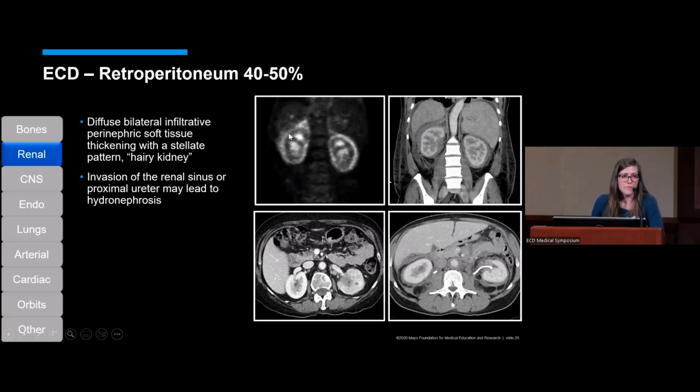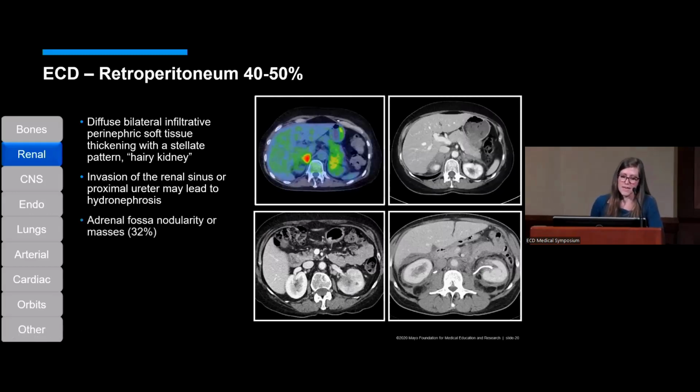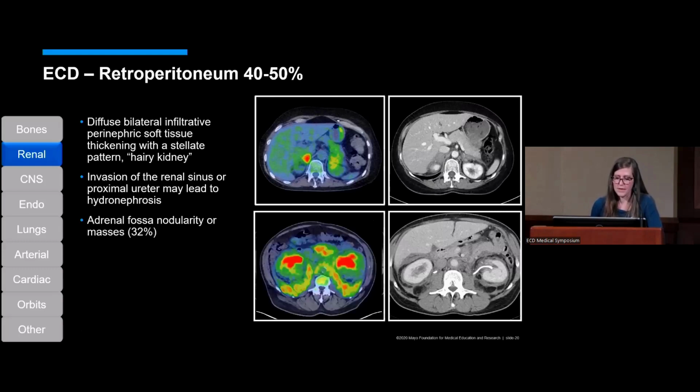So besides the perirenal involvement, you can also get renal sinus involvement, and this can sometimes lead to obstruction of the proximal ureter and can lead to hydronephrosis. In the bottom image here, you can see this ill-defined stranding in the renal sinus, and also on this right image here, you have involvement of the renal sinus, and this patient actually has bilateral ureteral stents in place. It can also extend into the adrenal fossa, as you can see in this FDG avid lesion in the right adrenal fossa. And then here's another example of pretty moderately FDG avid involvement of the retroperitoneum bilaterally.